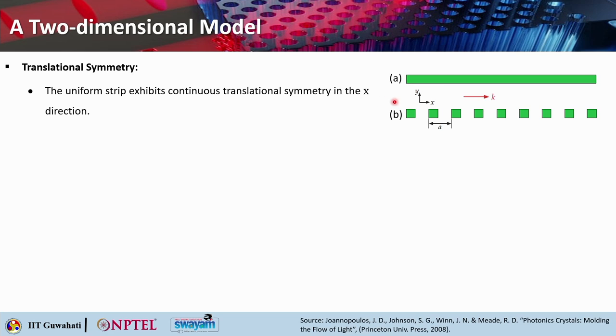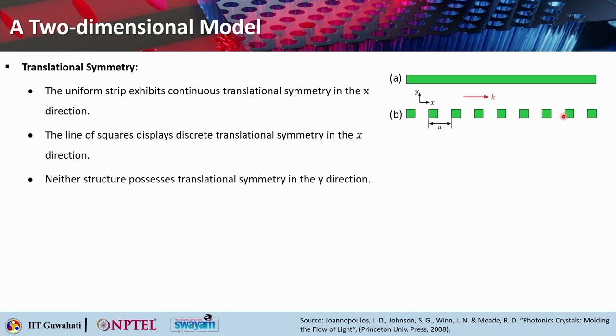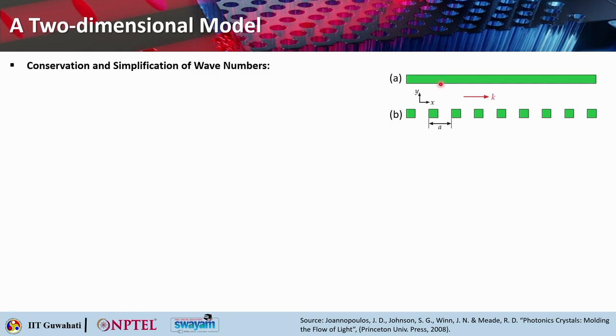You can see that the uniform strip exhibits continuous translational symmetry along the X direction. And the line of squares has discrete translational symmetry, also along the X direction. We have discussed continuous and discrete translational symmetry in our previous lectures. So, neither structure possesses translational symmetry in the Y direction, isn't it? So, how do you talk about the conservation of wave numbers?